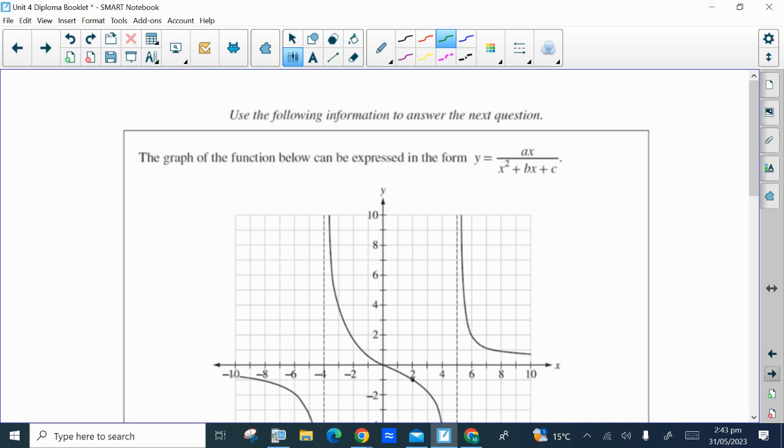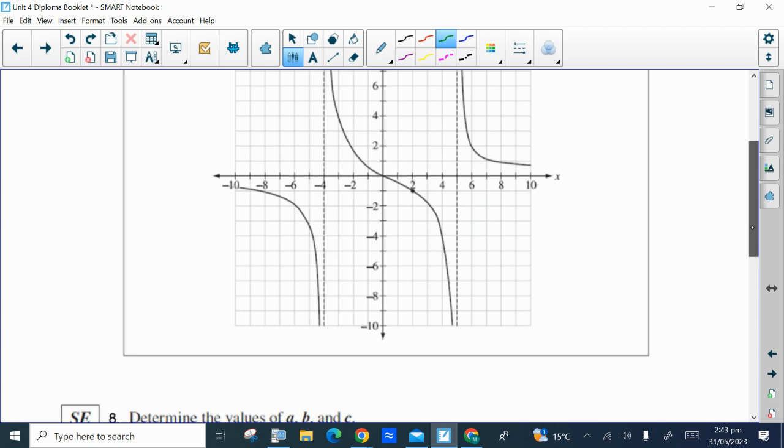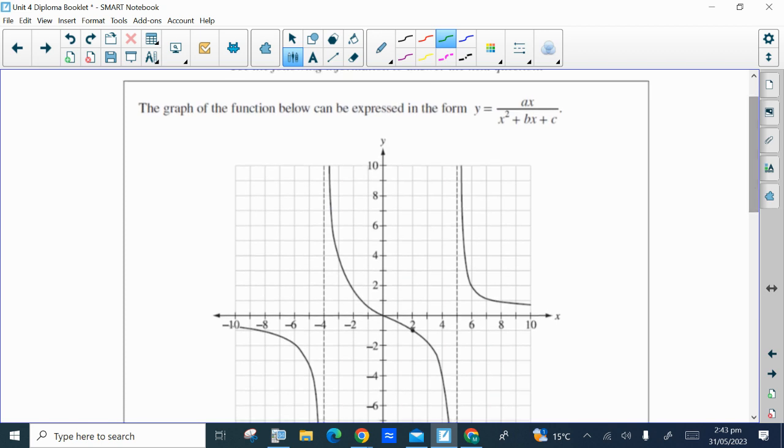So the graph of that function can be expressed in the form ax over x squared plus bx plus c. We need to determine the values of a, b, and c. So the fact that you have vertical asymptotes at -4 and +5, that tells us that factors on the bottom have to be x plus 4 and x minus 5.